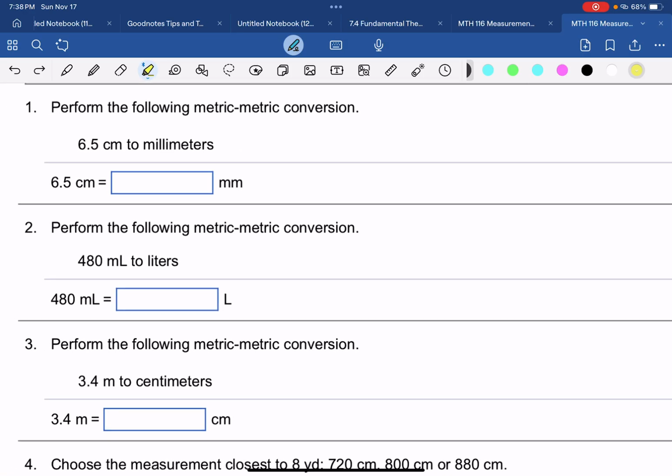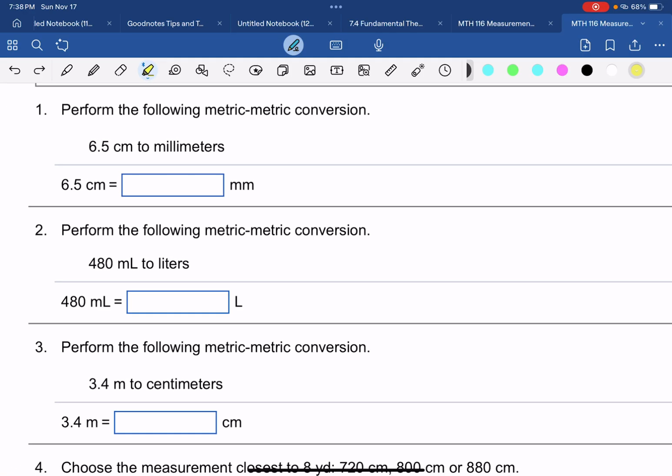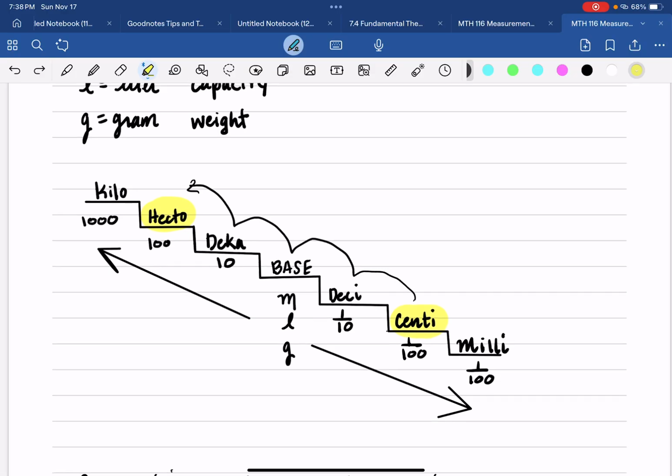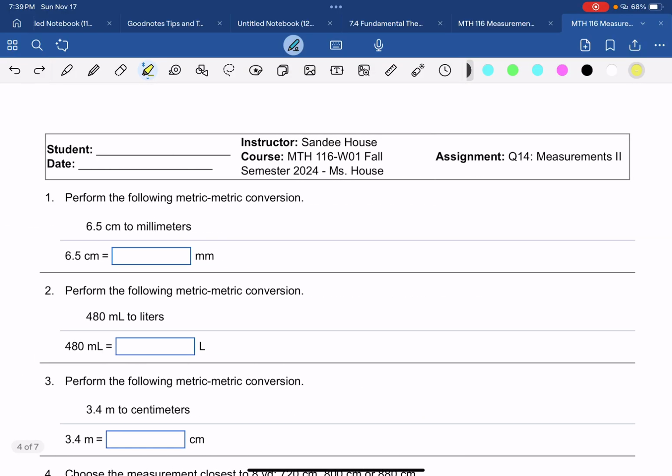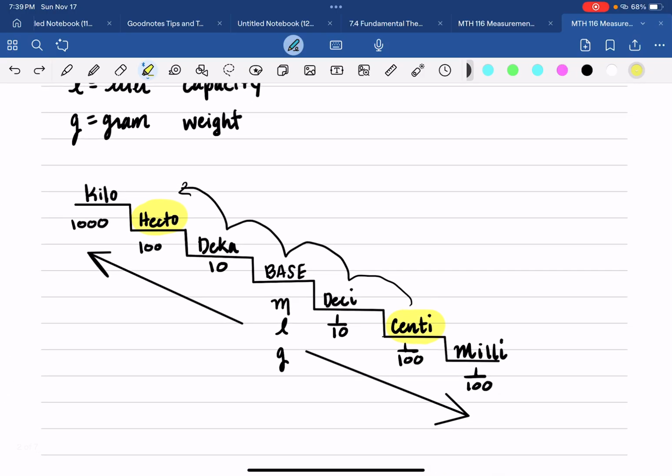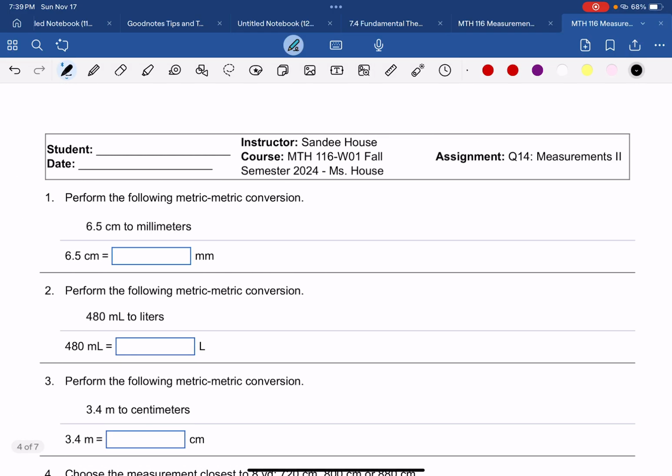Okay, so let's start with the first one. 6.5 centimeters to millimeters. So this is a stair-step problem. So we start with our 6.5 centimeters, and we're moving one step to the right. So 6.5 centimeters is 65 millimeters. And the first M is for milli, the second is for meters, just like here is centimeters. So the first one has an answer of 65. So it's one place to the right.